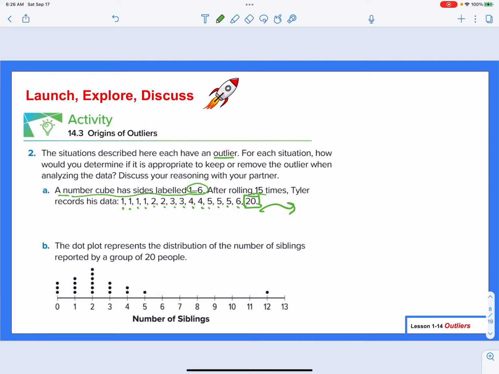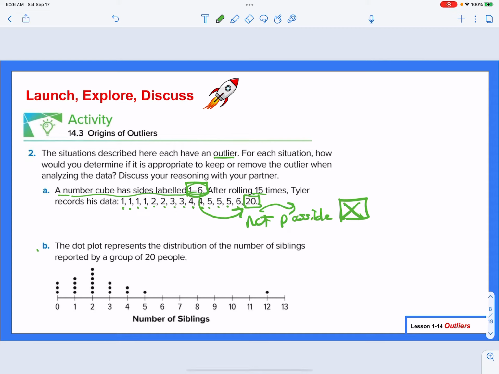Well, knowing that we're rolling a die that has numbers 1 to 6, the question would be, how did you roll a 20? It's not even possible, right? And since it's not possible to roll a 20, we're going to want to get rid of that value because it doesn't make any sense. That's just a mistake made in the calculations.